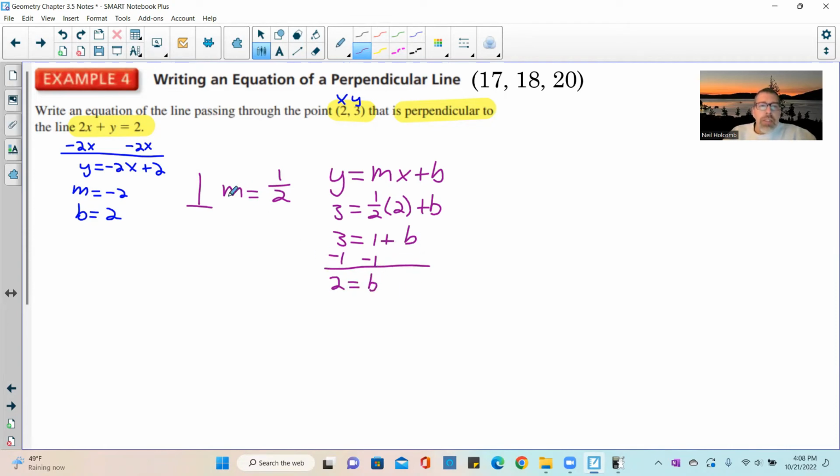So what this means is I'm going to have a line now, y equals mx plus b. So the equation of the line I want is y equals 1/2 x plus 2. Okay, so let's take a look at that in the graphing calculator.